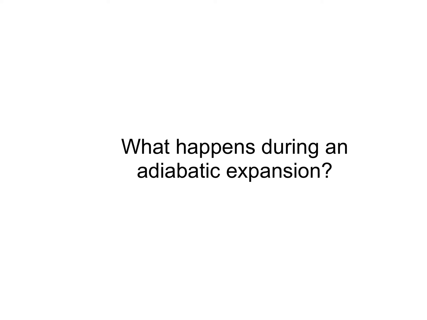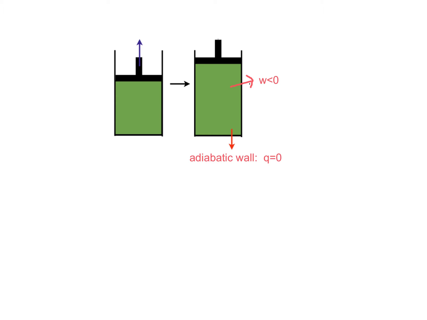Another common way of carrying out processes in the laboratory is adiabatically. Let's look at what happens during an adiabatic expansion of a gas. When we allow our gas to expand adiabatically, we make sure that no energy as heat enters or leaves the system. So we have an adiabatic wall around our piston, and Q is equal to 0.